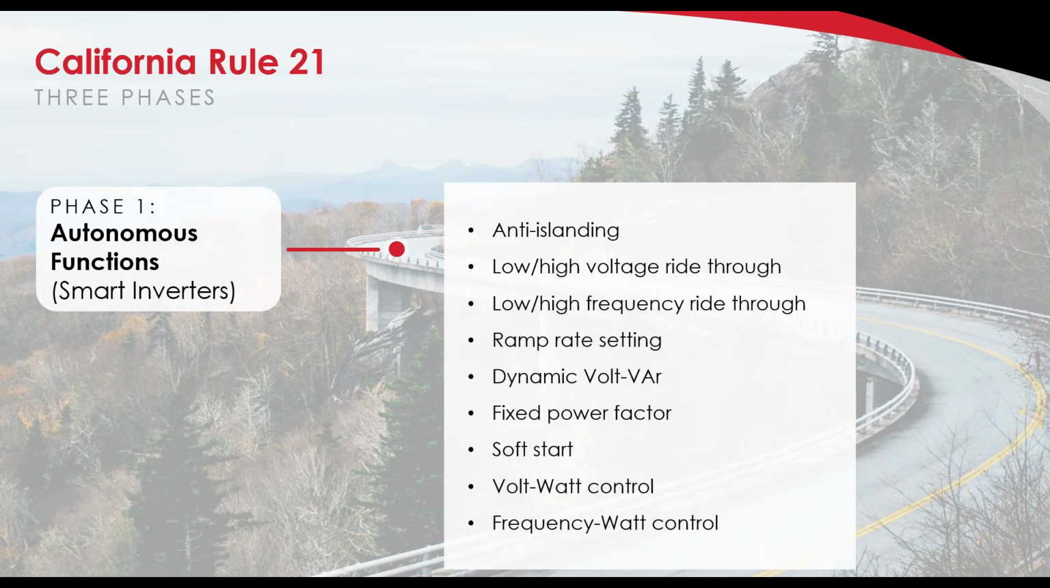So what were the hallmarks of phase 1? I believe everybody on the call and listening to the webinar is familiar with these, but we'll touch on them at a high level. It's providing anti-islanding, keeping lineworkers safe in case of grid outage. It's providing ride-through for both low and high voltage and low and high frequency. It's doing ramp rate setting, providing dynamic volt var functions, fixed power factors, a soft start, volt watt control, and frequency watt control.